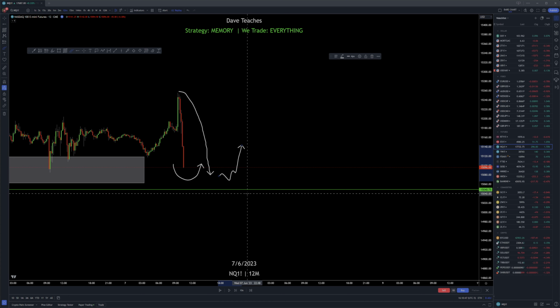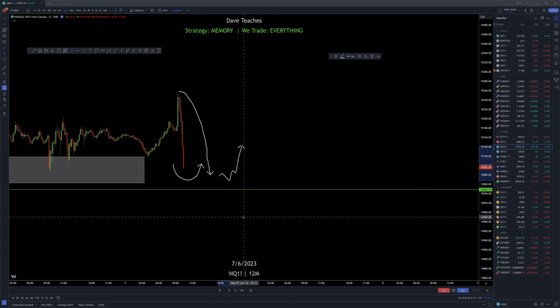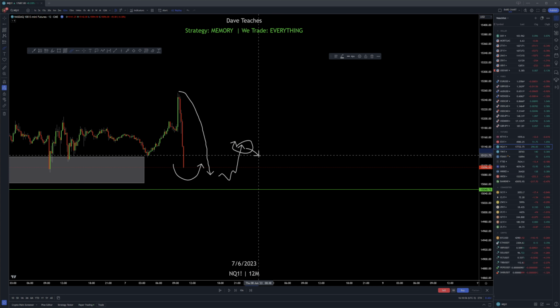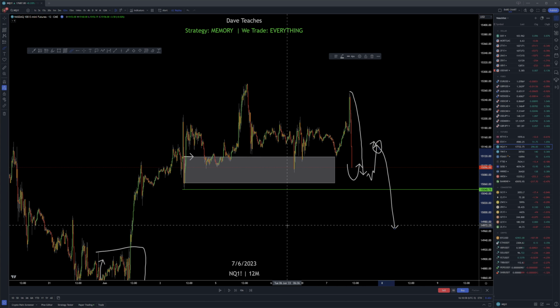Toilet paper people. Me, Jimmy, get out. Toilet paper people. So we're anticipating that move up, the move down, right?